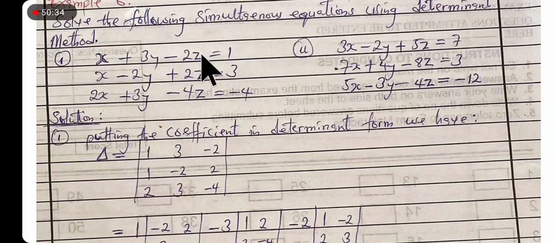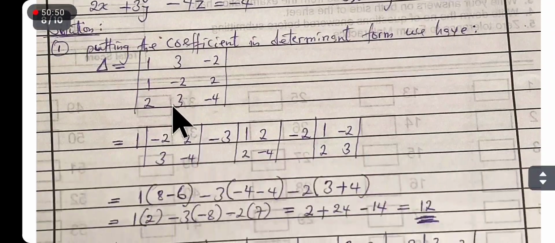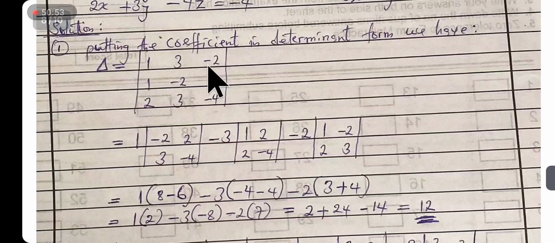Then the coefficient of z in the first equation is minus 2 here. In the second equation, the coefficient of z is 2. That's what we have here. Then the coefficient of z in the third equation is minus 4. That's what we have here. So we need to find this determinant of order 3 by 3. So it's going to be 1 here into, cancel the first row and the first column, minus 2, 3, and minus 4 is what we have here.